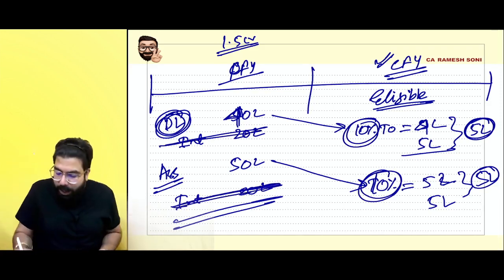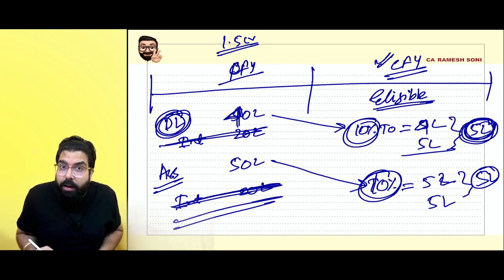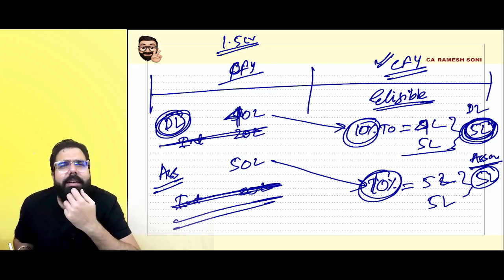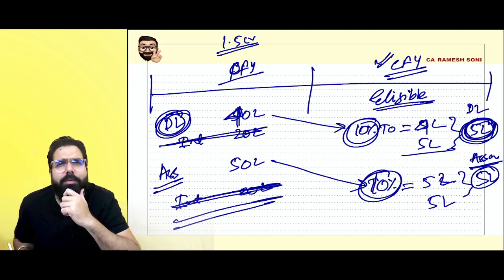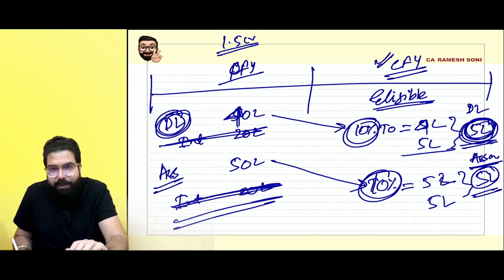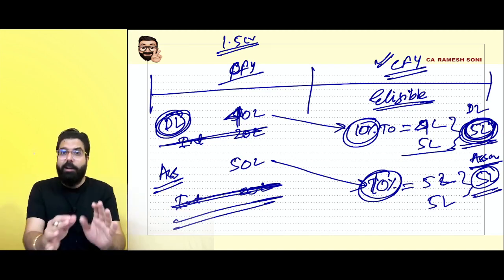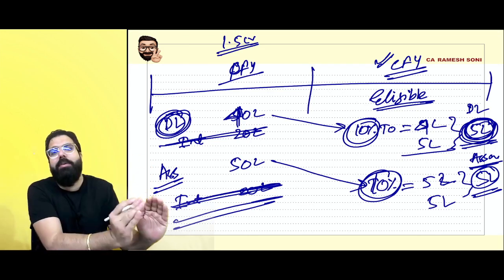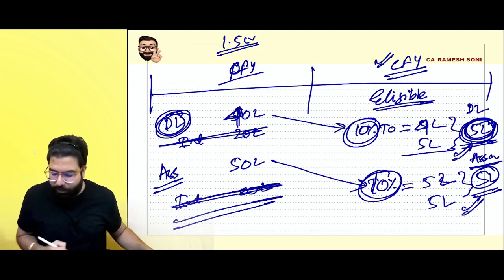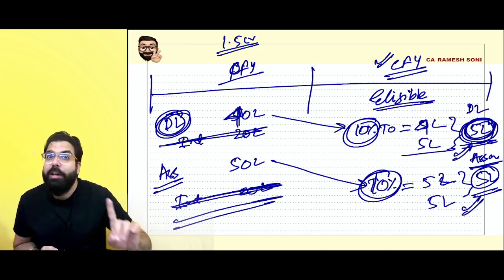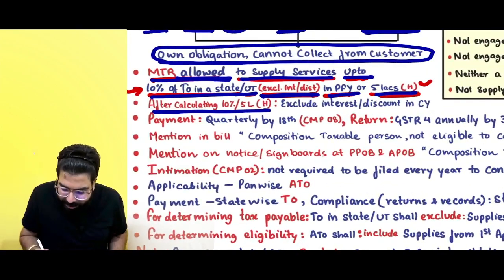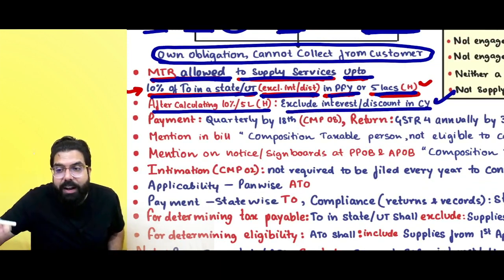Done, sir. Point is clear. Now that I can provide 5 lakh rupees of services in Delhi and 5 lakh rupees of services in Assam also, sir, when I am receiving interest in the state of Assam, or some interest in the state of Delhi, that is also an exempt service. No sir, but they have told that in this 5 lakh, interest income will not be included. Basically you can provide pure services, other than that interest-type services, up to 5 lakh in Delhi and up to 5 lakh in Assam, not interest income. Done, sir. Point is clear. So it says after calculating 10% or 5 lakh, exclude interest or discount in the current financial year also.